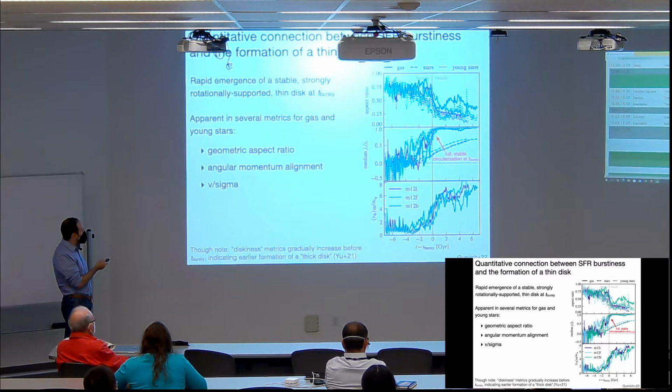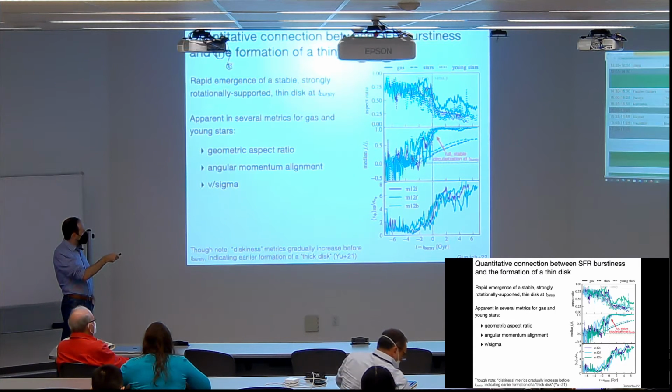So the top panel is a measure of the geometric aspect ratio of the gas distribution. You can see that it evolves from being quasi-spherical, so aspect ratio not much less than unity. And this aspect ratio dropped very significantly around the time of the end of the bursty star formation.